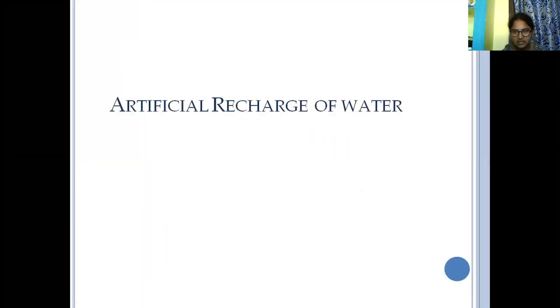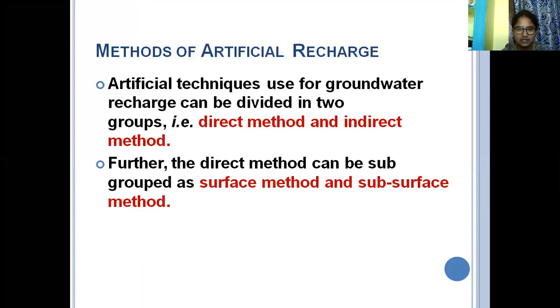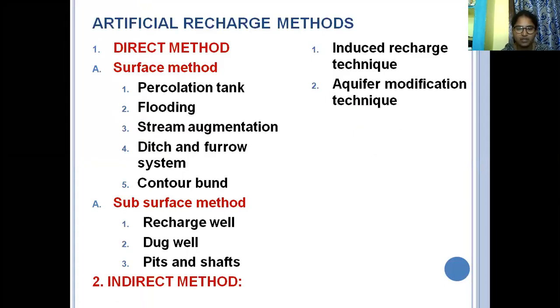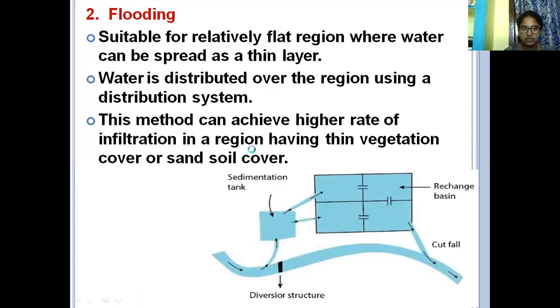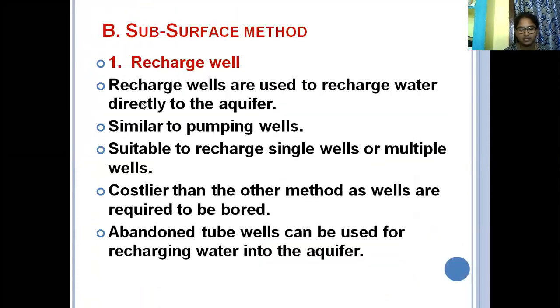In the previous class, we discussed artificial recharge of water, that is, the direct method, divided into different ways: surface method and subsurface method. In that, we already discussed percolation tank, flooding, stream augmentation, ditch and furrow system, and contour bund. Now, the subsurface method.